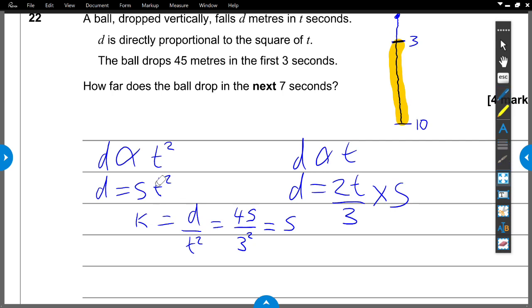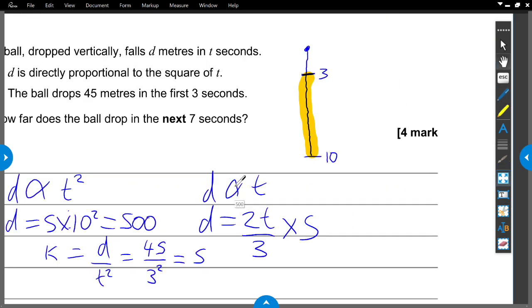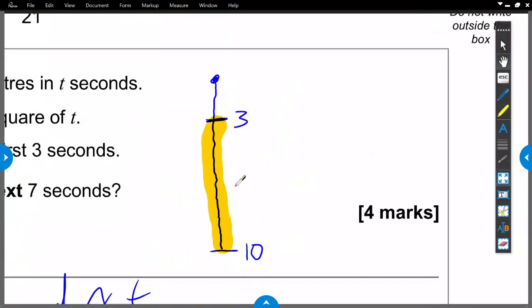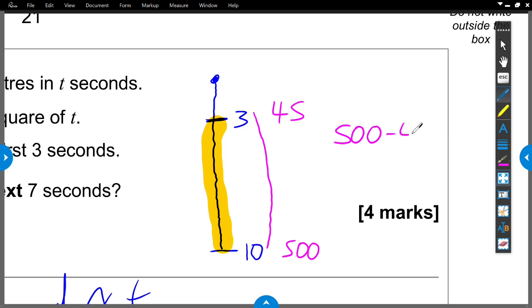And now we can just substitute in 10. We have 5 lots of 10 squared, because that's what we're trying to work out, how far it fell in 10 seconds. We get 500. Now we've worked out 500 as the distance it fell. Let's just mark this on our diagram so we can visually see what's going on. So we fell a distance of 500 at this point. We fell a distance of 45 at this point, and we're trying to work out this distance here. So if we did 500 minus 45, that gives us 455 meters.